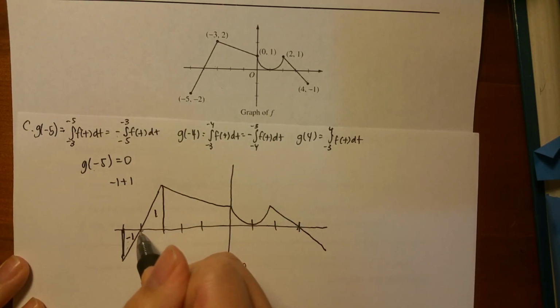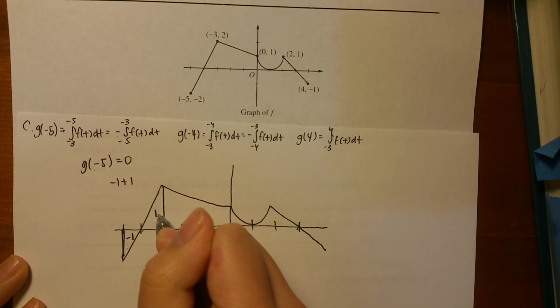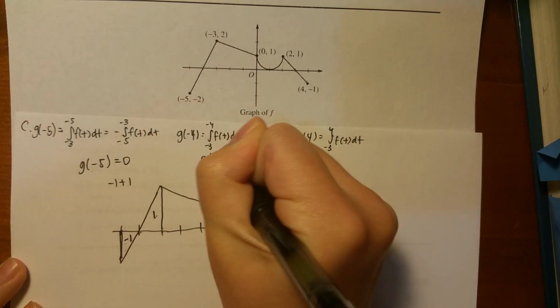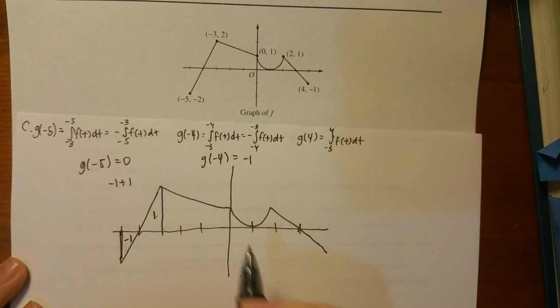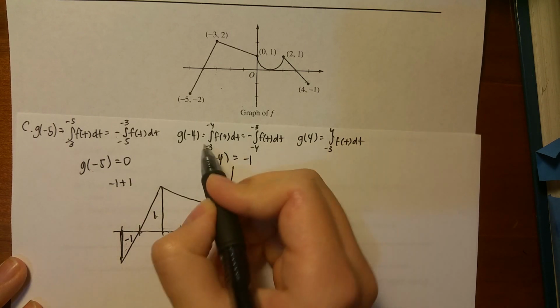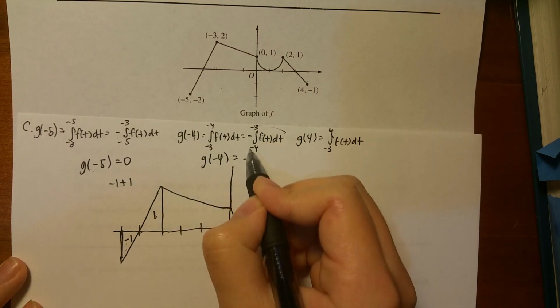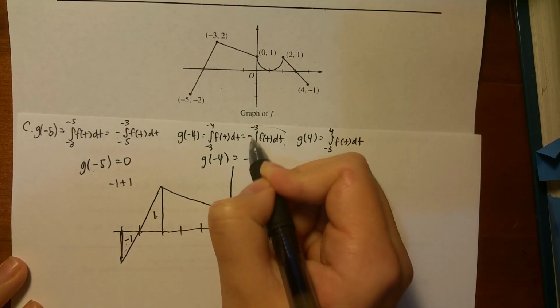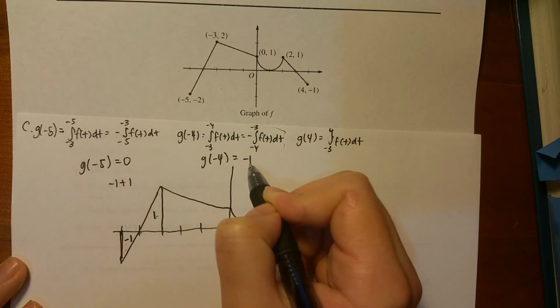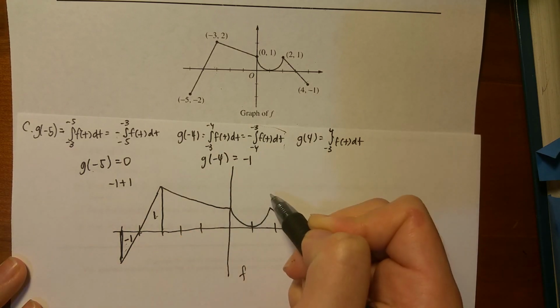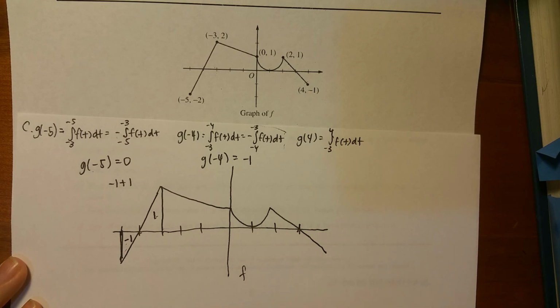So we concluded from this part that the area from -4 to -3 is 1. That means g of -4 will equal -1 because we need to count the negative sign here because we flipped the integral. So this integral here is equal to 1. And then we add a negative sign from flipping the integral. So it will be -1, and that means g of -4 is equal to -1.